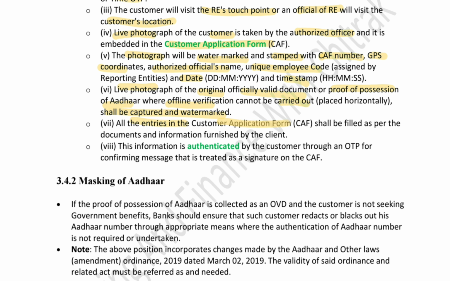All the entries in the customer application form should be filled as required by the document and information furnished by the client. The information is authenticated by the customer through an OTP for confirming the message, which is treated as a signature on the customer application form.